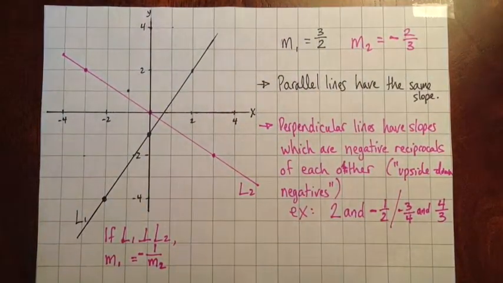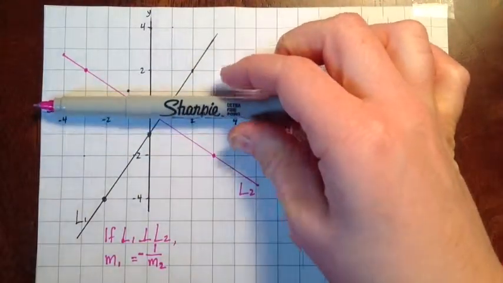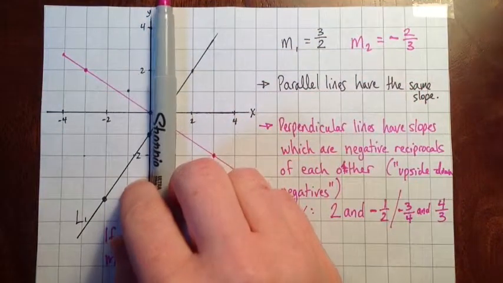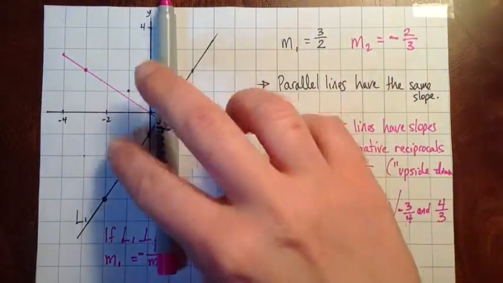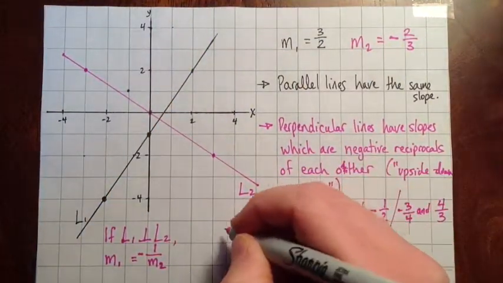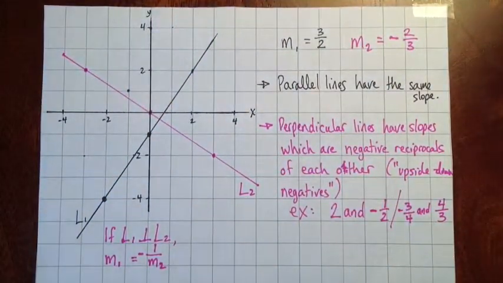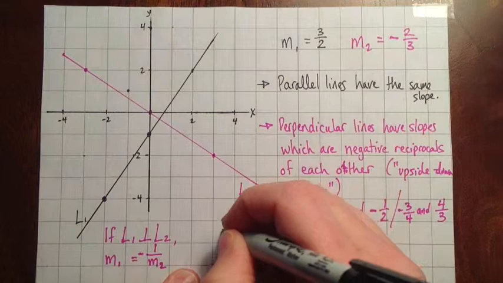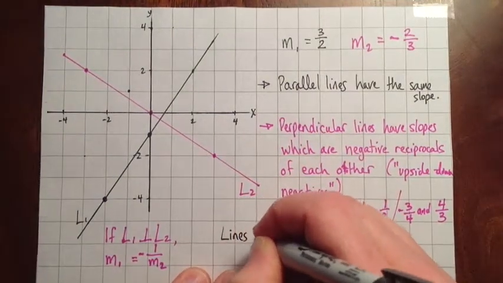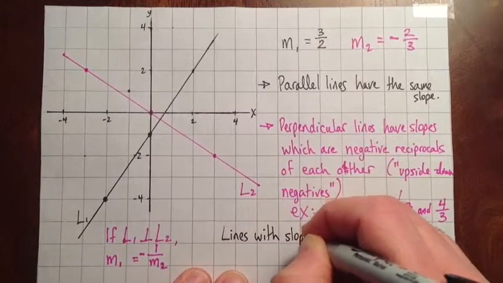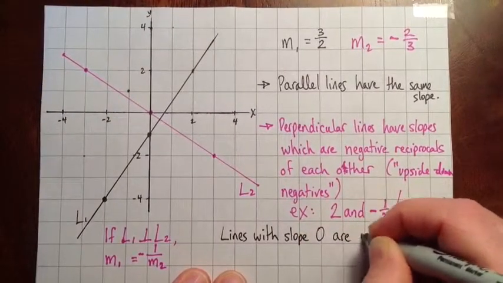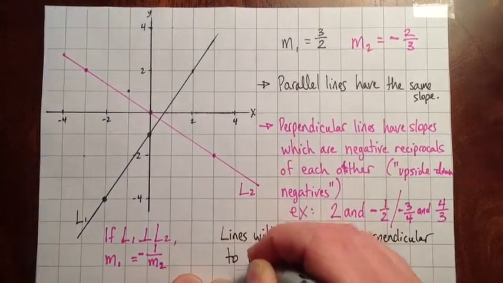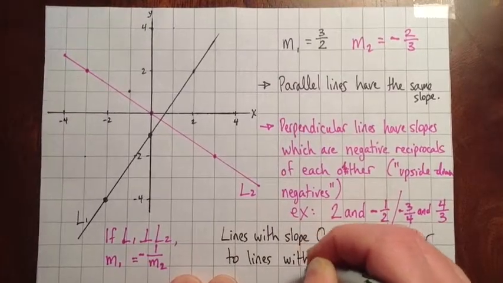And just one last thing I want to make a note of is if we had a line like this that's got a slope of 0, the perpendicular to that would be straight up and down, and that's an undefined slope. So let's just say that lines with slope of 0 and lines with undefined slopes are perpendicular to each other. So lines with slope 0 are perpendicular to lines with undefined slopes.